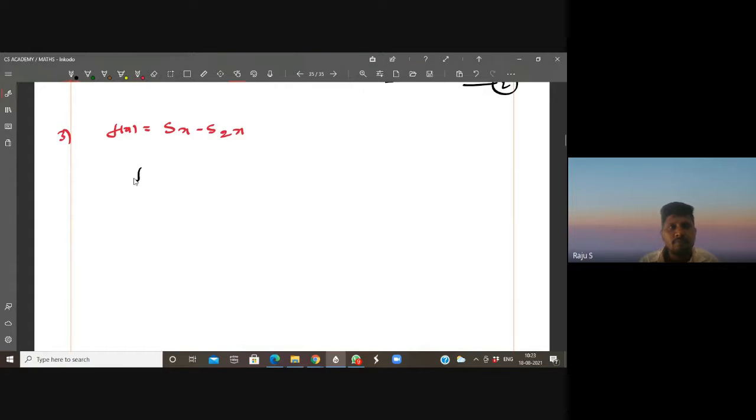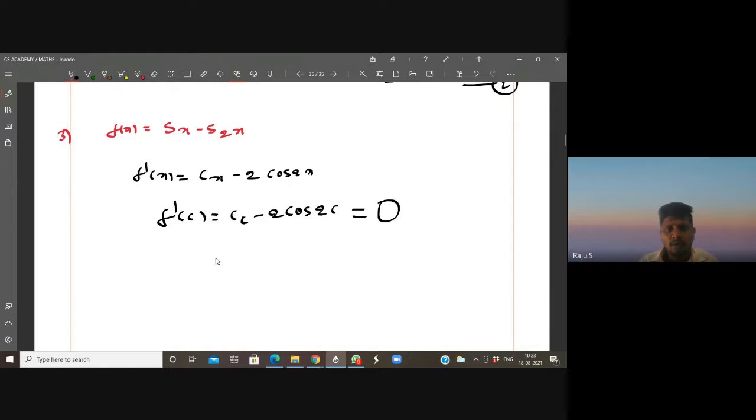Okay, what is f dash of x? Cos x minus 2 cos 2x. Then what is f dash of c? Cos c minus 2 cos 2c is equal to 0. I'm equating f dash of c to 0. So, okay, fine. Then shall I write here 2 cos 2c minus cos c is equal to 0. I'm taking minus common outside.